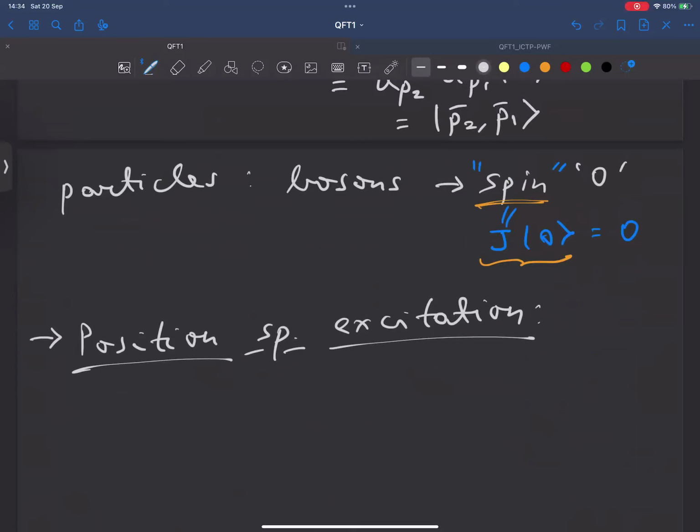Is there a dynamic for popping up particles? I don't know what that means. Okay.